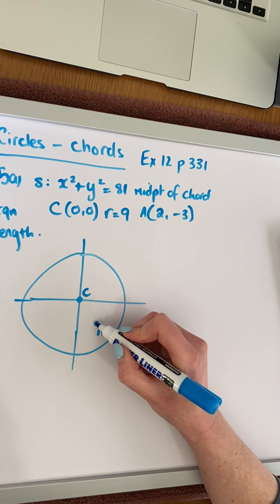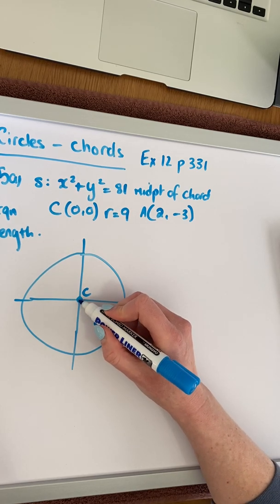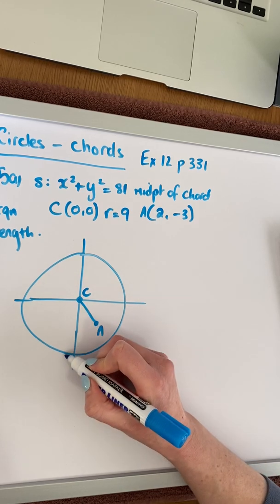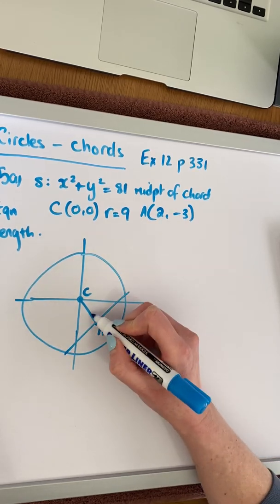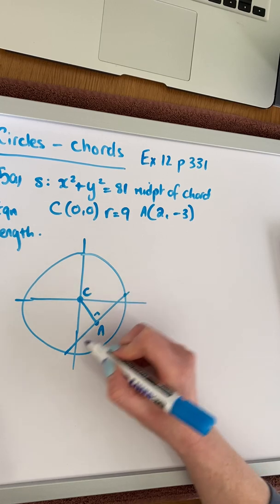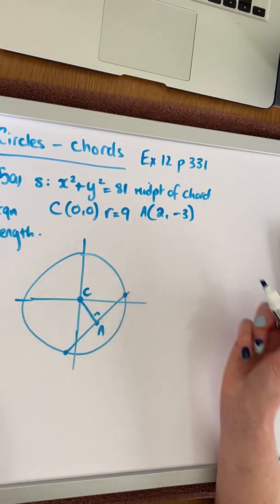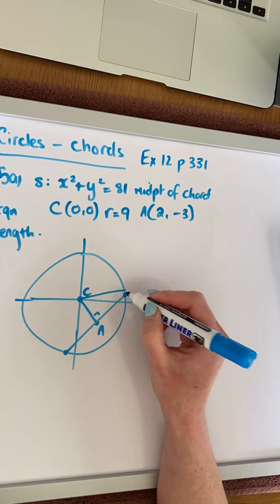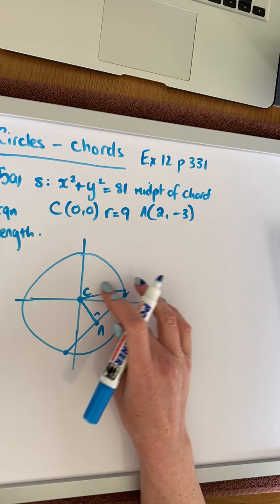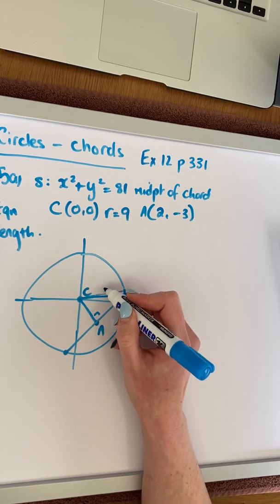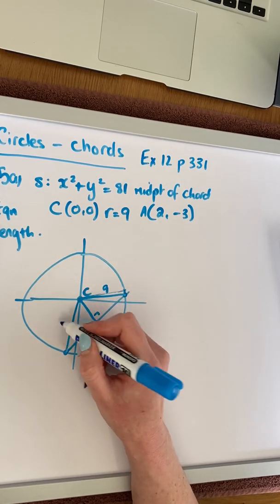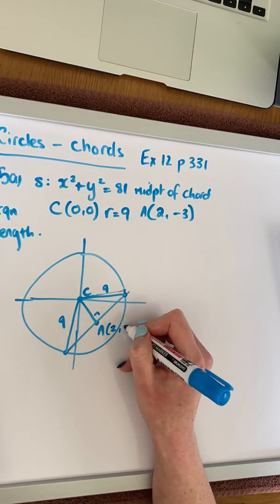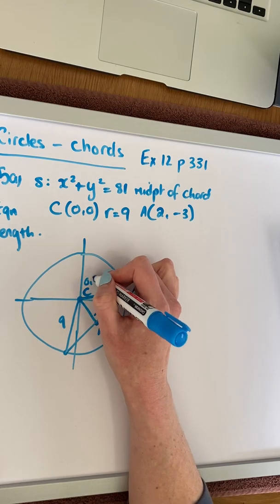Because this is the midpoint of our chord, and we know that joining the center of the circle to this midpoint will form a perpendicular line to our chord, that is what our chord is going to look like. A couple of extra bits of information I can fill into my diagram here: the radius of my circle is 9, and I can fill in the coordinates of my points at (2, -3) and (0, 0).